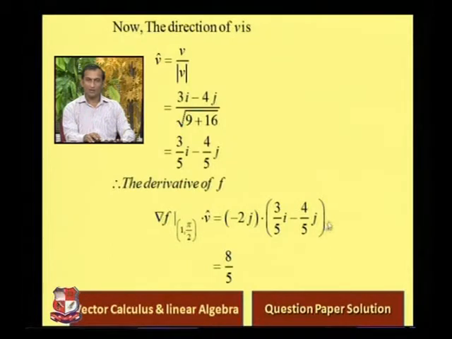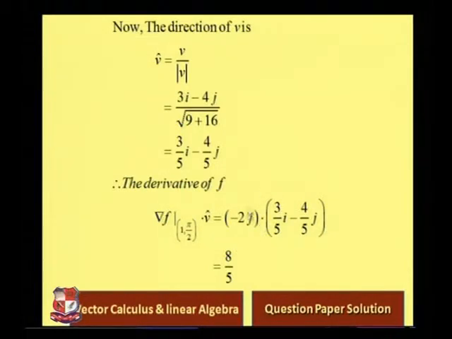Now we know that if unit vectors are different, then the dot product is 0, and if the same, then the dot product is 1. So j dot j is 1, but i dot j is 0. So this dot product multiplication is 0, and j dot j is 1, and minus minus is plus 2. So the answer is 8 by 5, and this is the directional derivative of f.